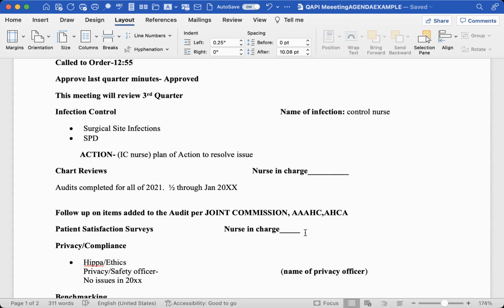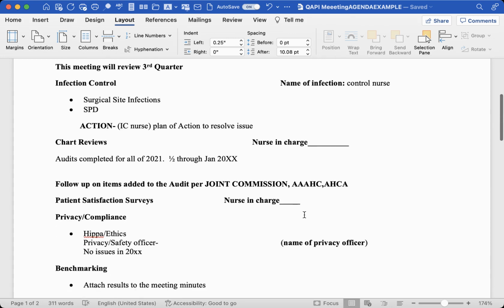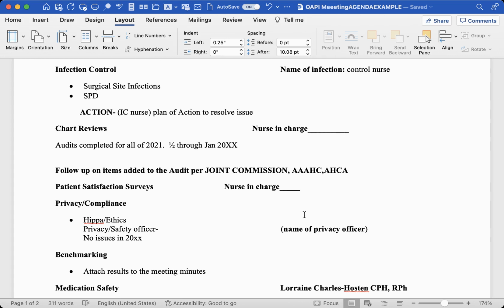Also, you have your privacy compliance officer. Now, a lot of these roles could be filled by the same person. So, under privacy compliance, are we compliant with HIPAA? Were there any breaches? That would be discussed, and whatever issues there are, everybody would be privy to that, and again, come up with plans to help remedy that situation if there was an issue.